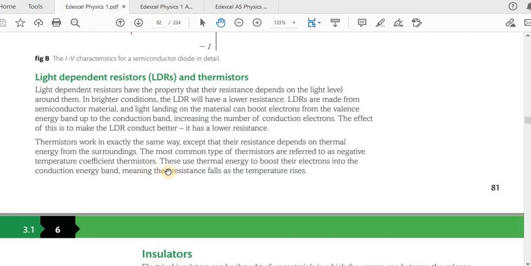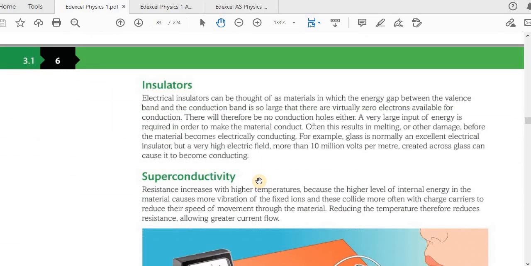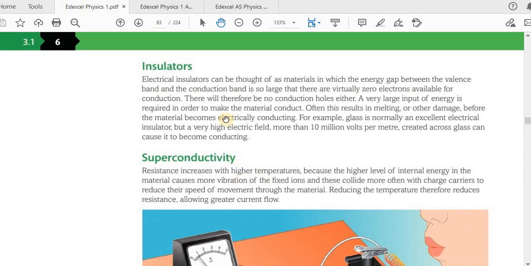These use thermal energy to boost their electrons into the conduction energy band, meaning their resistance falls as the temperature rises. But in PTC thermistors, positive temperature coefficient thermistors, it's different. When the temperature increases, the resistance also increases. So then insulators, obvious. Let's see anyway, we'll go through this.